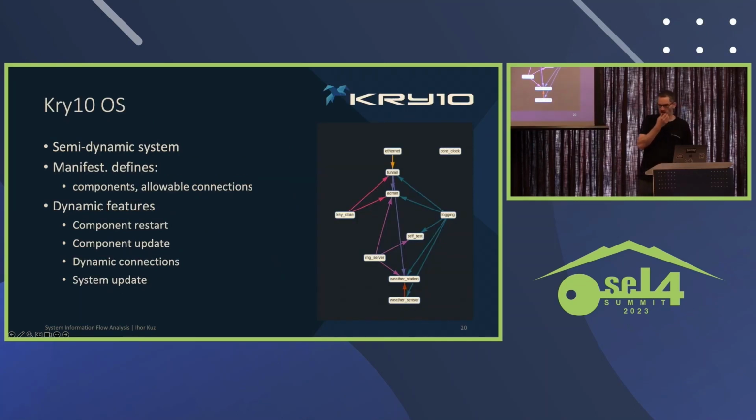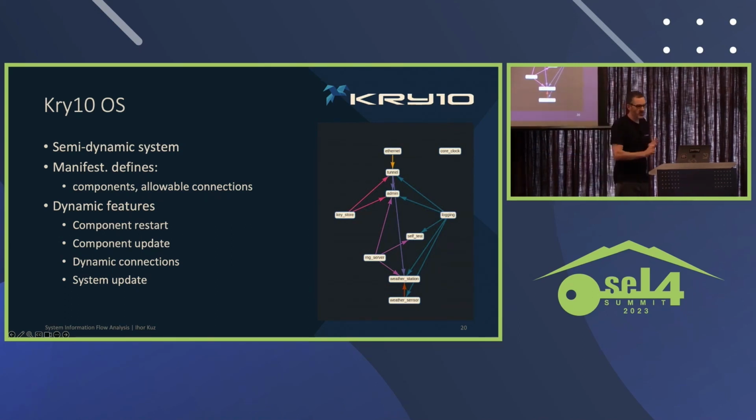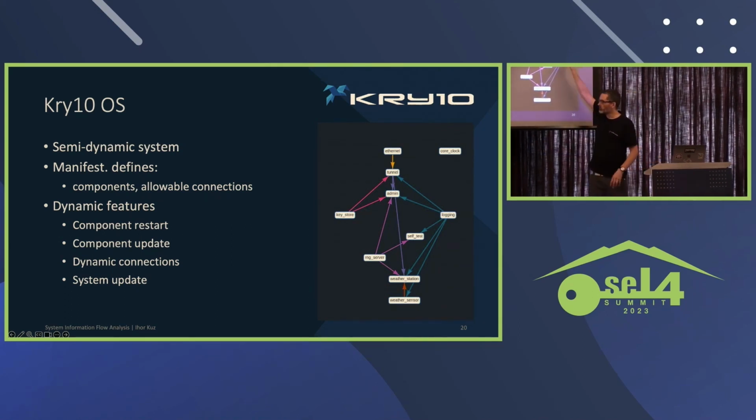So we're developing, as I mentioned, Kry10 OS, and we're aiming for that to be a semi-dynamic system. And so in Kry10 OS, the system architecture is defined by a manifest, which essentially tells you what are the components in the system, what are the allowable connections, and so on. We know this from things like CAmkES and Microkit and so on. These are specifications of what a system should look like.